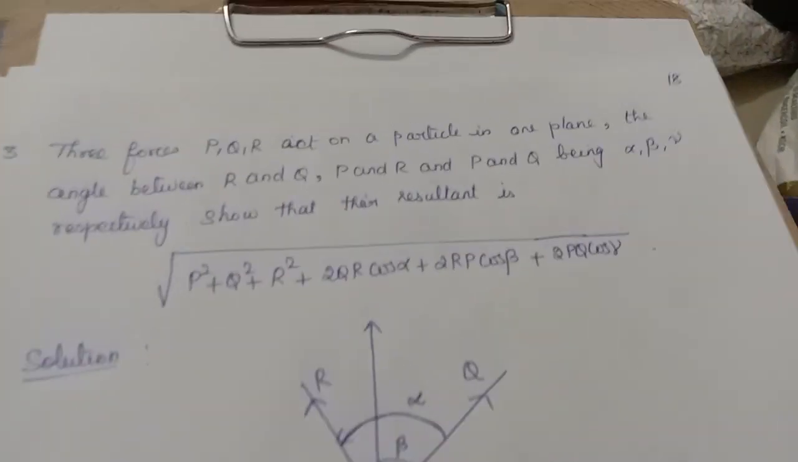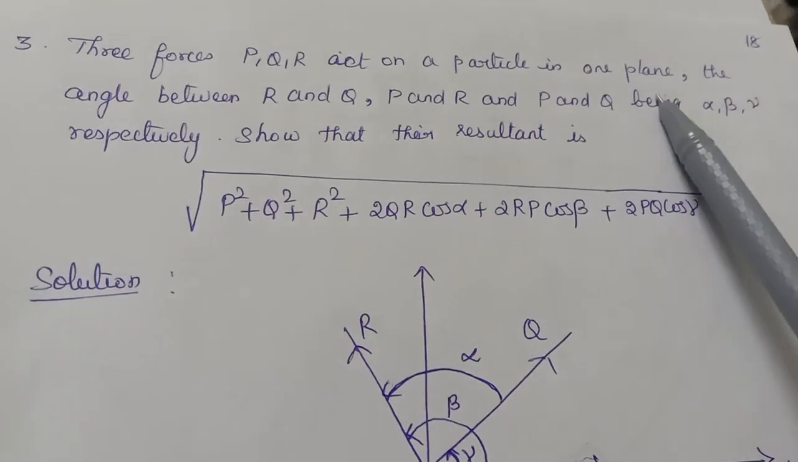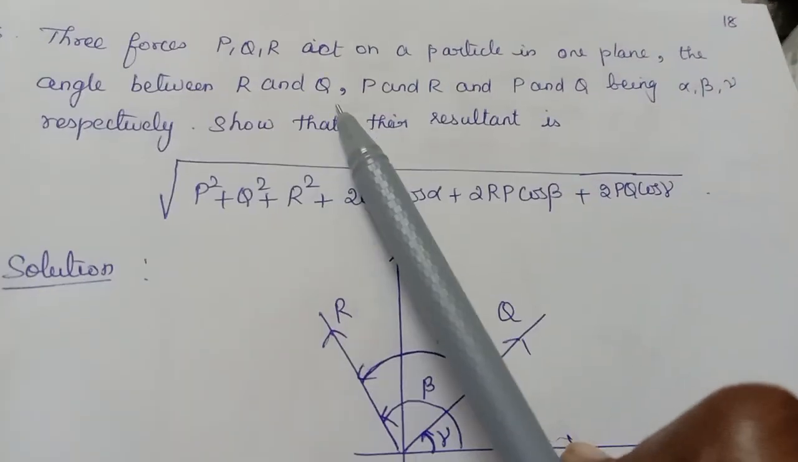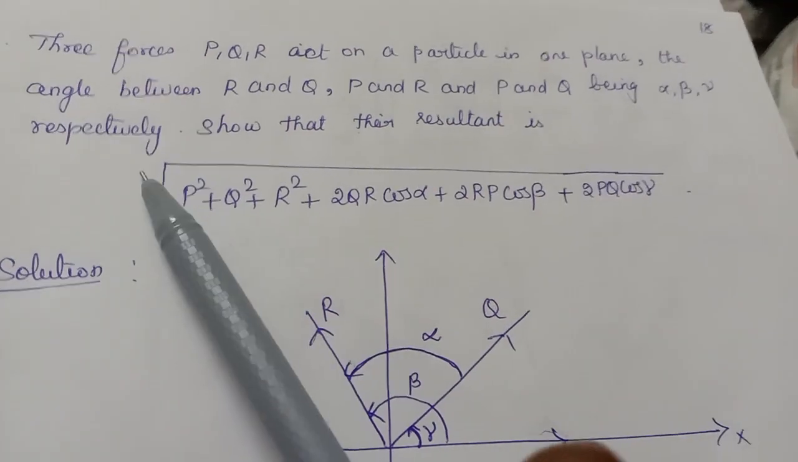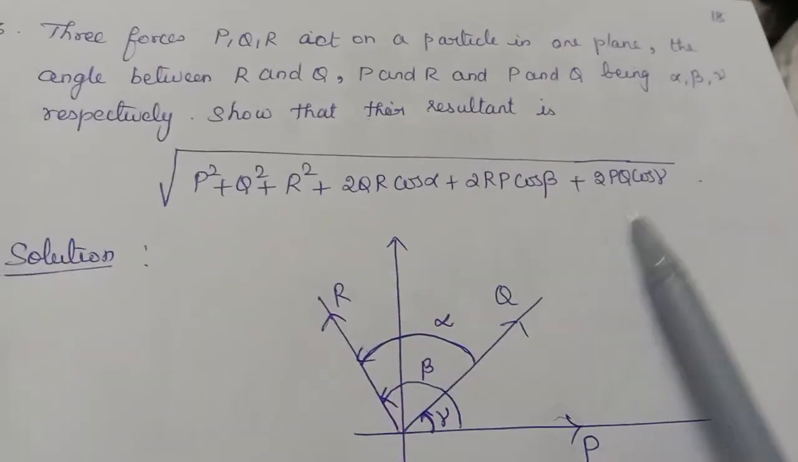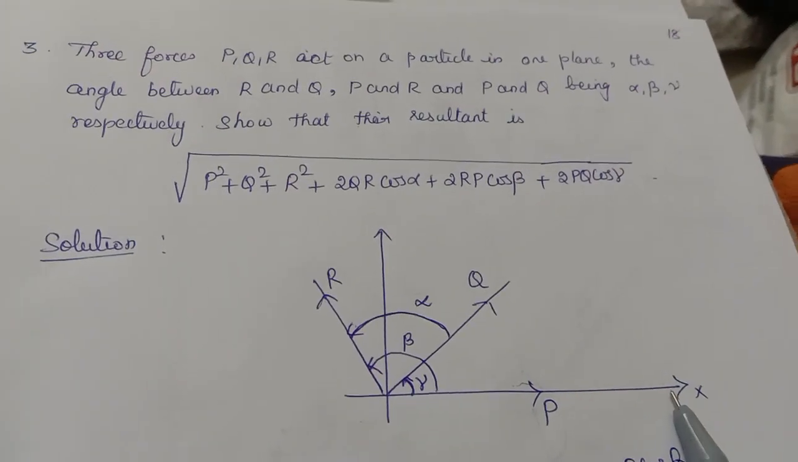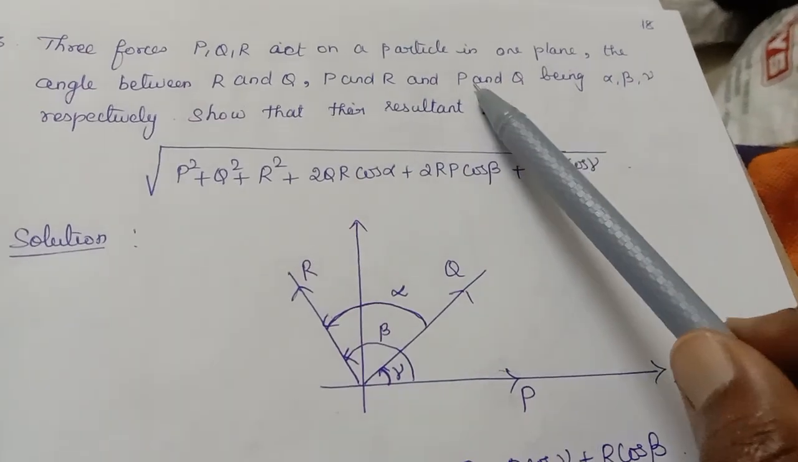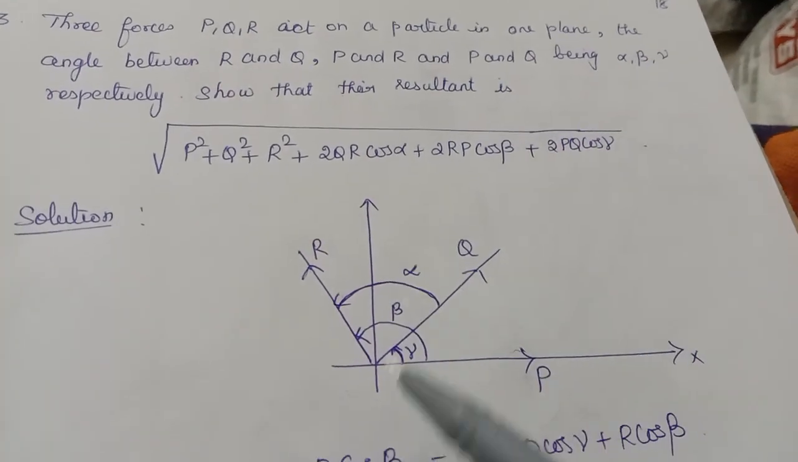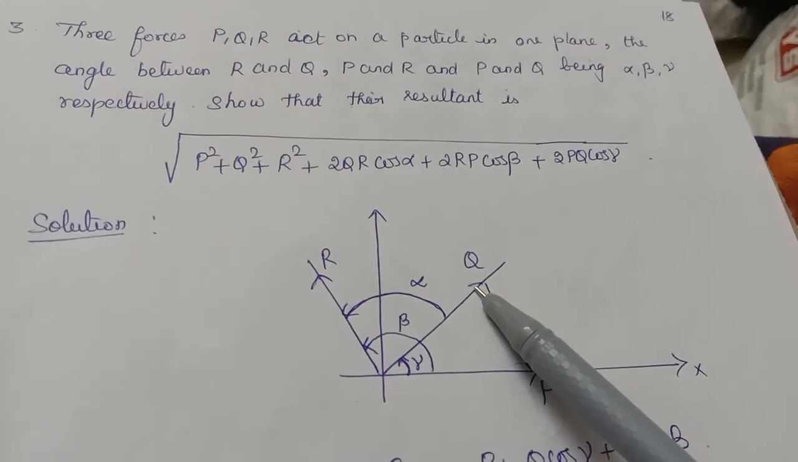Okay. Next problem. Three forces P, Q, R act on a particle in one plane. The angle between R and Q, P and R, and P and Q being alpha, beta, gamma, respectively. Show that the resultant is this. Okay, so as usual, let me take first force P along the horizontal line, another force Q. So what is the angle between P and Q? This is the third angle, gamma. So let me draw one line at an angle gamma and make it as force Q.